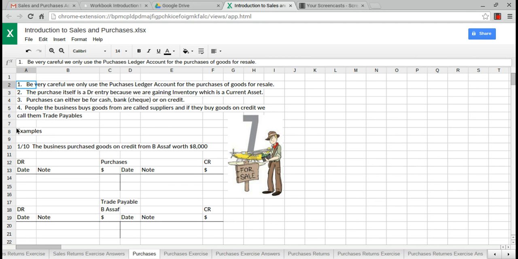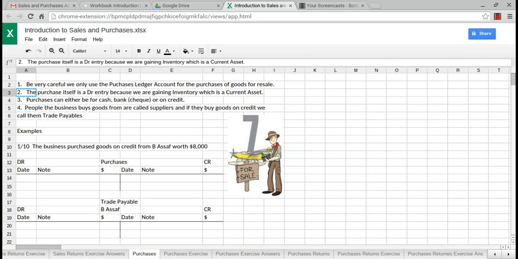First of all, be really careful when we're looking at the purchases account and the ledger. Make sure that we only put in there goods that the business has purchased with the intention of reselling. What we don't put in there are things like non-current assets the business purchases, like a car, buildings, maybe some machinery. They go as a debit entry in the actual asset account.